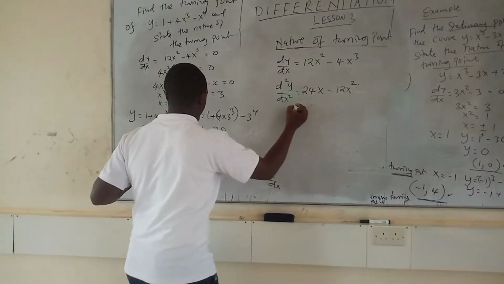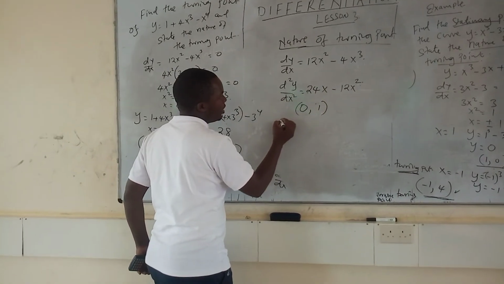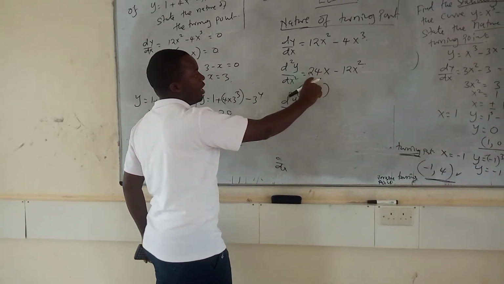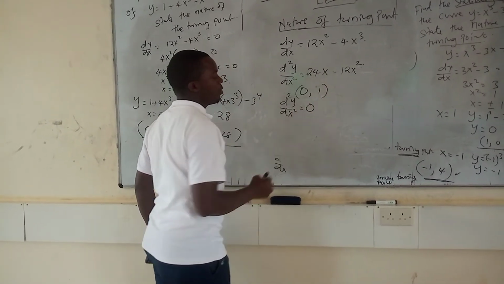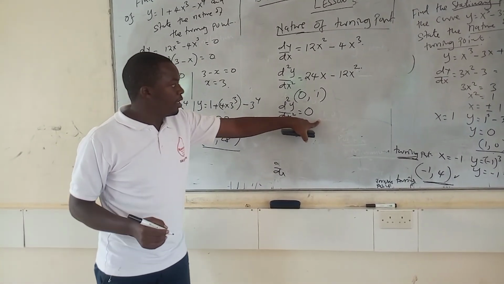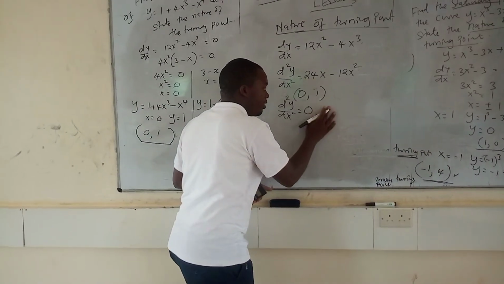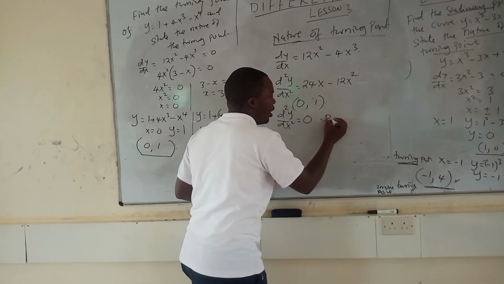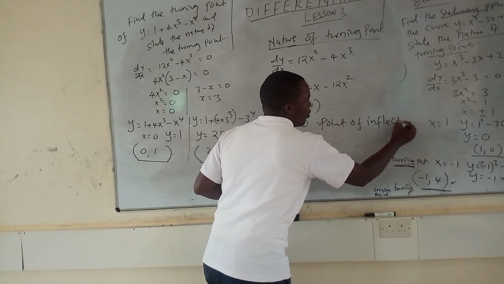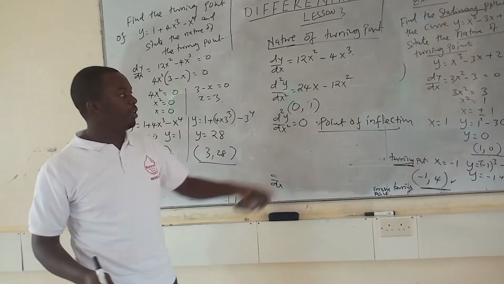So for this point (0, 1), if I substitute into d squared y over dx squared, it's going to be 0. If you substitute and you find that this value is 0, then we can conclude that this (0, 1) is a point of inflection.